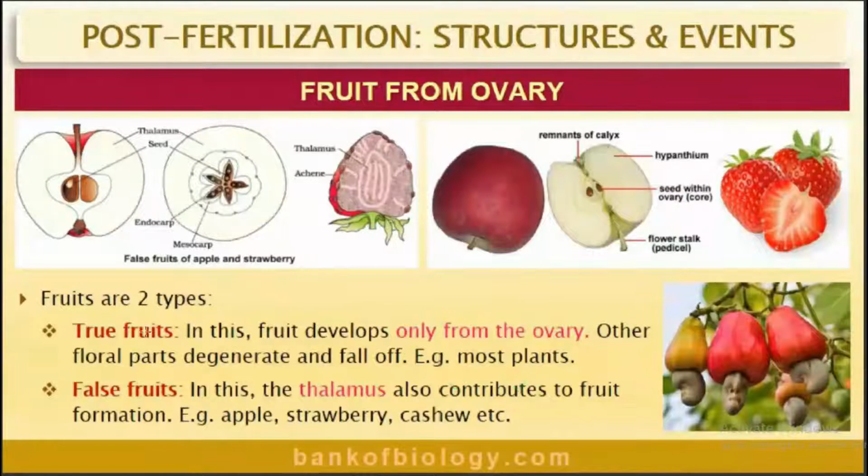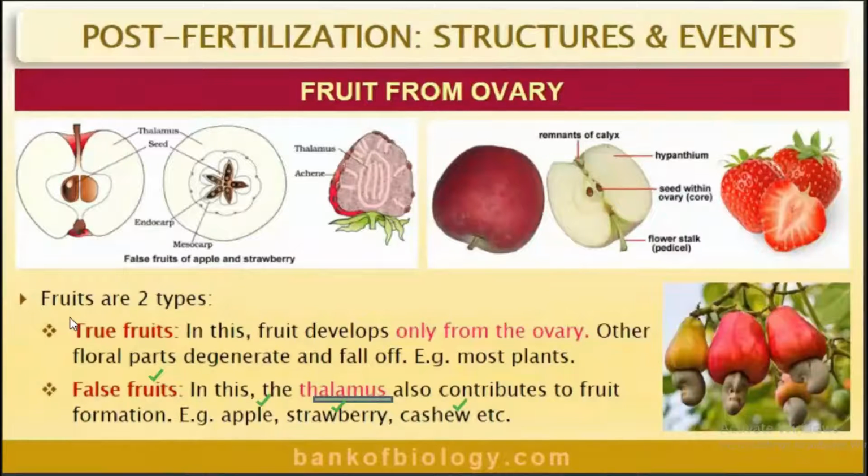What do you mean by true fruits? If the fruit develops only from ovary, they are known as true fruit. Example of most of the plants. The exceptions are there. They are known as false fruit. If the fruit is developed from thalamus, that is known as the false fruit. Do you know what are the examples of false fruit? Yes, apple, strawberry, and cashew.